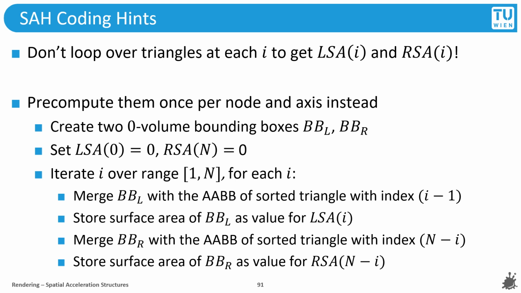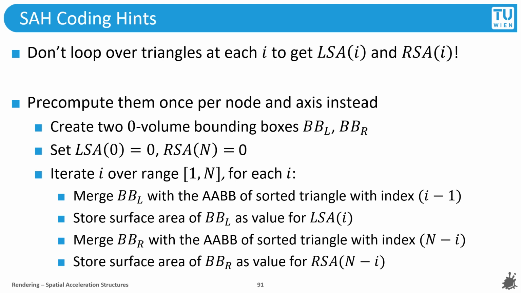And regarding coding for the surface area heuristic, there's an additional hint that we would like to give you because it is a common mistake that when you are computing the LSA of I and RSA of I functions, you are actually performing a loop over all triangles each time you are testing a different index I. And that is not necessary. There's a lot of computation time that you can save if you don't do it that way.